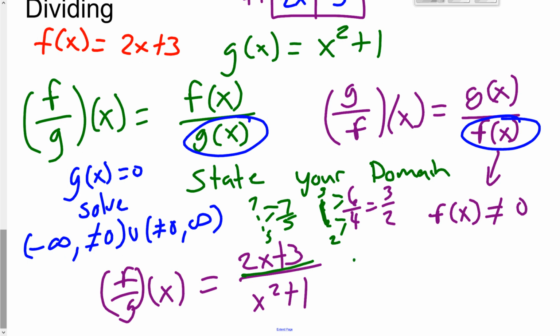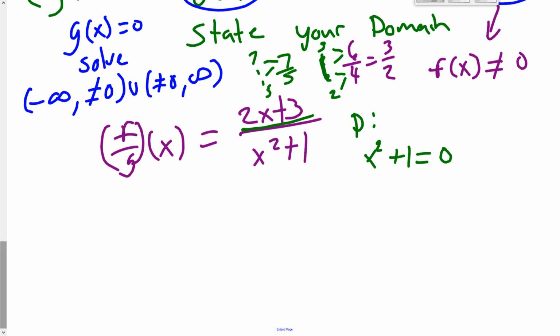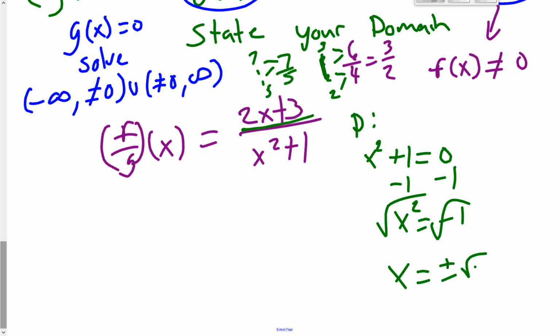I would just state my domain. I would set the denominator equal to 0, and then I would solve for x. Subtract 1, x squared equals -1, square root both sides. x is equal to plus or minus square root of -1, which is plus or minus i. So that doesn't matter because it's i, so that's an imaginary number. When we're talking about our domain, we're talking about the domain of real numbers. So this doesn't matter.